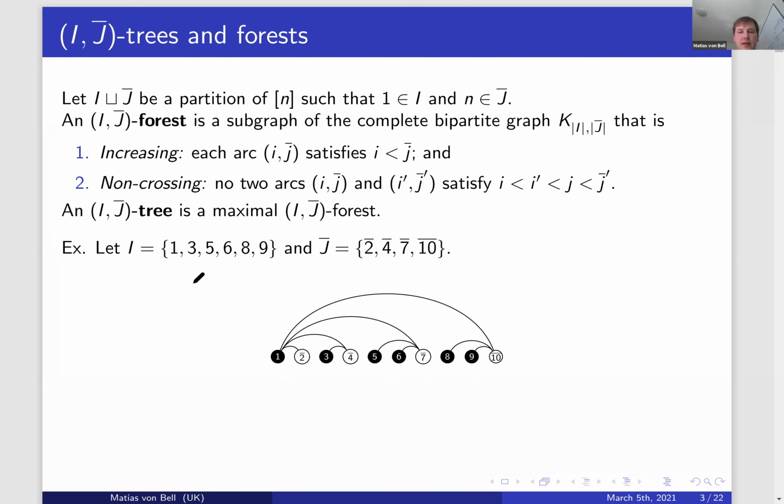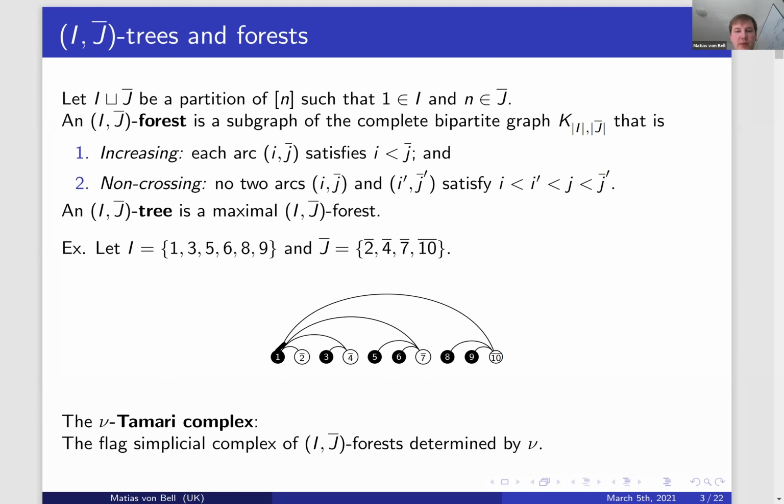I want to point out while we're here that we can now define what's called the nu-Tamari complex. It's going to be a simplicial complex of ij forests that are determined by nu. As a simplicial complex, you can also think of it as the minimal non-faces of the complex being pairs of crossing arcs.